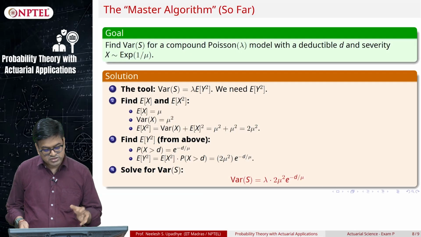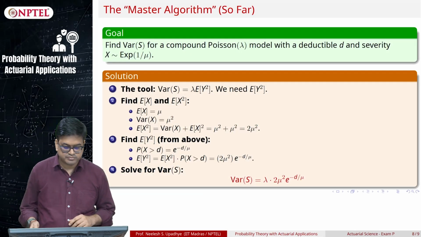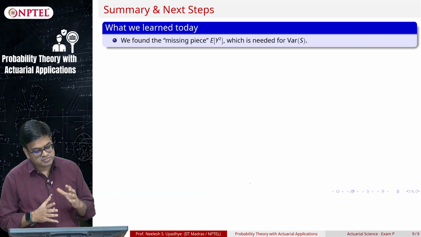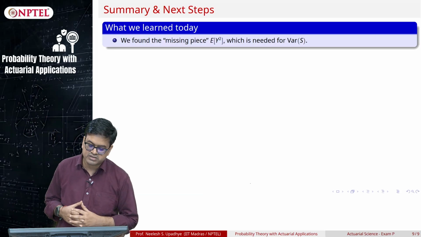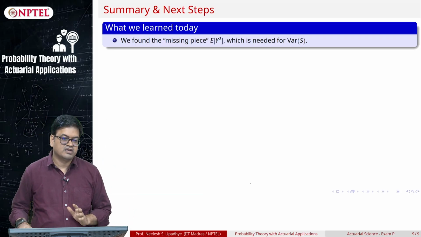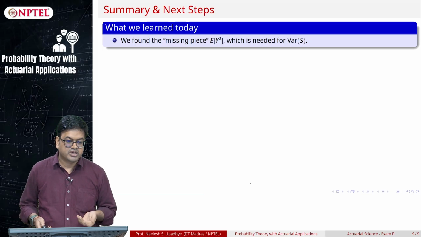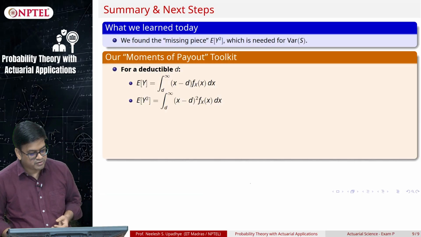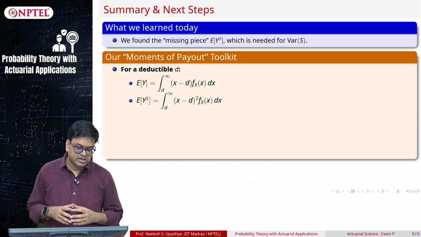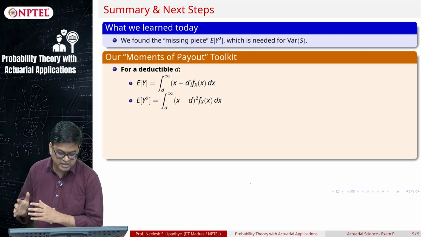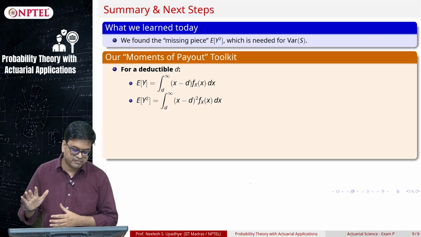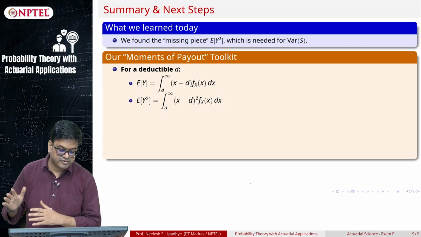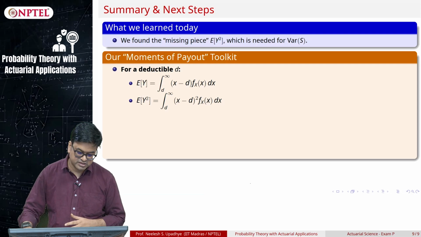So, let us now summarize what we have done so far. We have figured out how to find this missing piece, the expected value of y squared, which is needed for the calculation of the variance of S. In particular, we have designed a toolkit, which is our moments of payout toolkit. For deductible d, the expected value of y is the integral from d to infinity of (x minus d) f_X(x) dx. The expected value of y squared is the integral from d to infinity of (x minus d) squared f_X(x) dx.